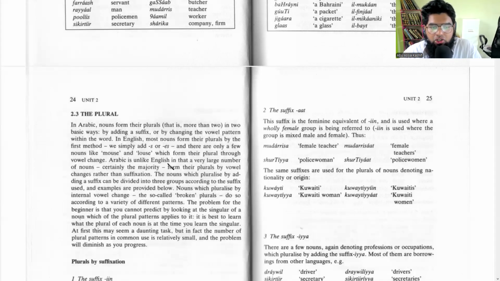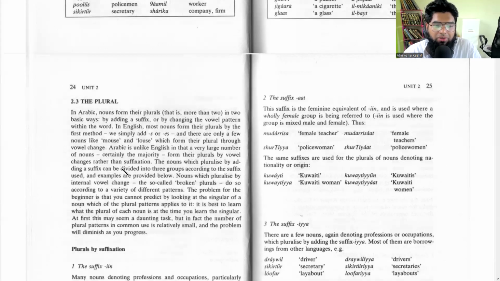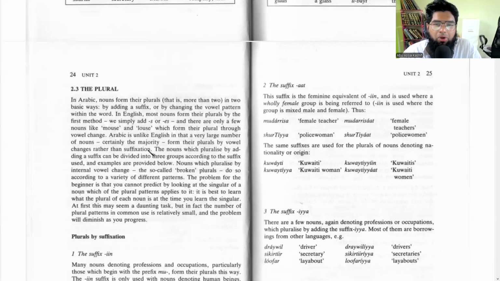Arabic is unlike English in that a very large number of nouns, certainly the majority, form the plurals by vowel change rather than suffixation. So you have to memorize, because you can't do anything, it's like a totally different word kind of. Sometimes rajul becomes rijal, man. The nouns which pluralize by adding a suffix, like qalam, aqlam, can be divided into three groups according to suffix use, and the examples are provided below.